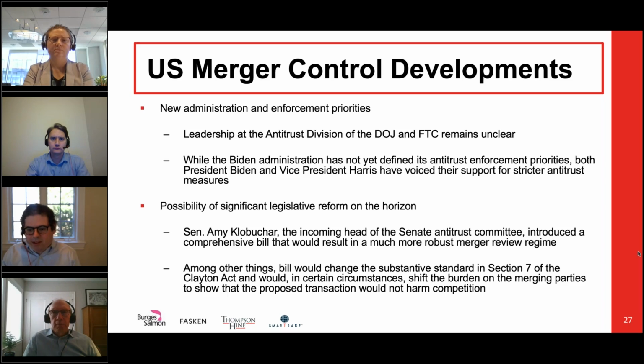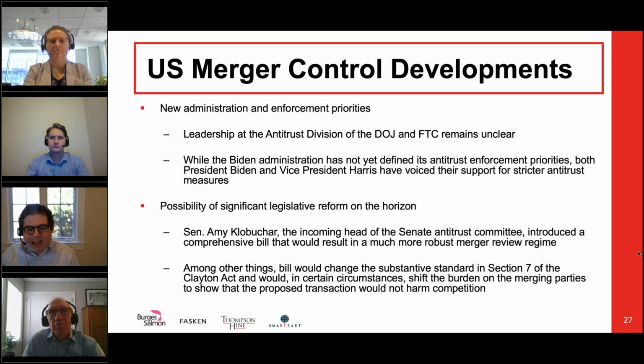Now, you can place your bets on how likely that legislation will be. Senator Klobuchar, for example, has introduced bills in the past. It's a little different now, as she is going to be sitting as the head of the Senate's antitrust subcommittee, so there's a little more weight behind this. This is a pretty remarkable bill she's introduced. It would amend Section 7 of the Clayton Act, which currently forbids mergers that substantially lessen competition. It would change that standard to one of creating an appreciable risk of materially lessening competition. So that would lower the standard.